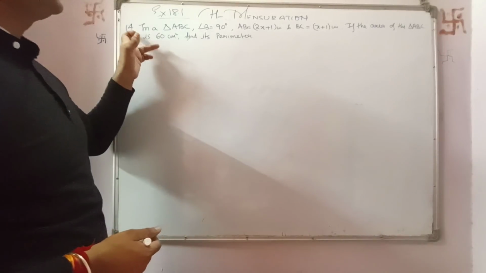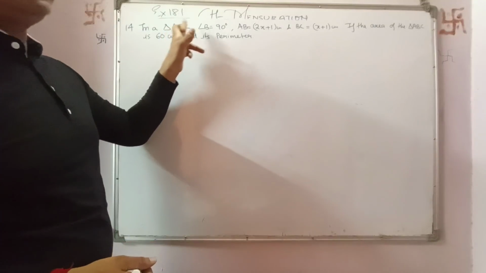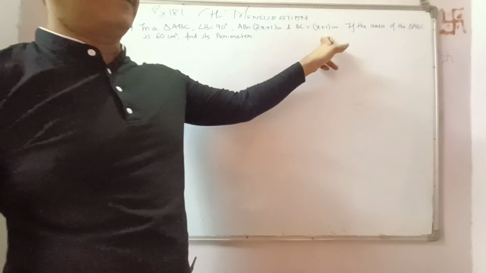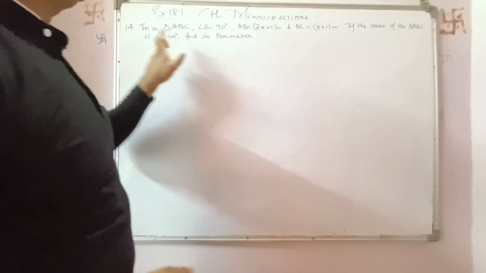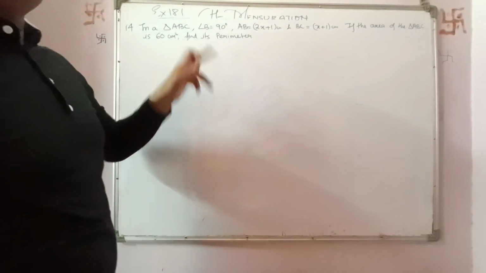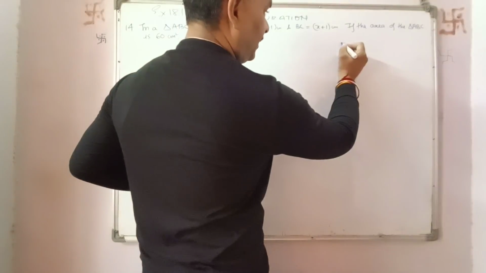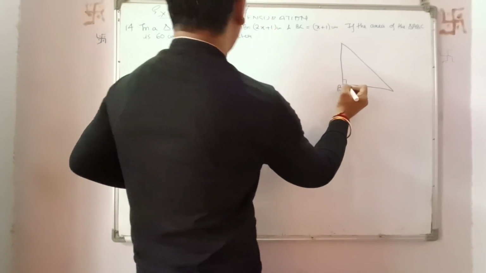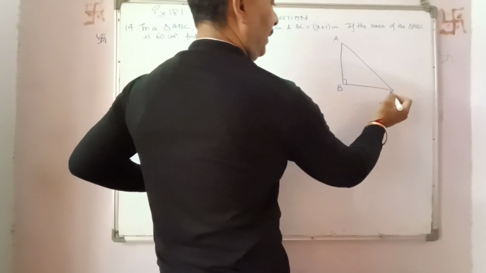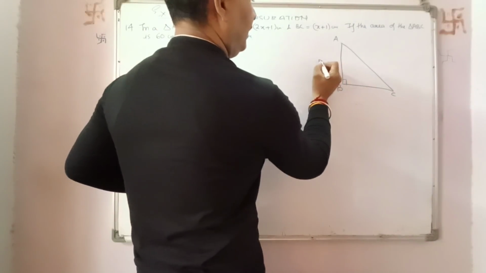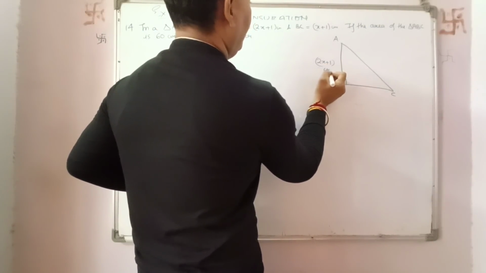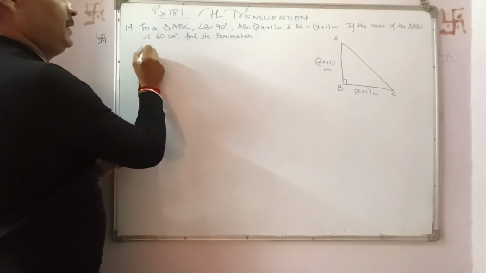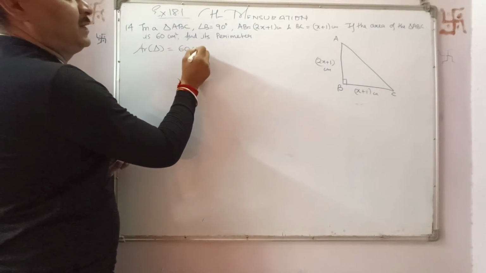Okay students, question number 14. It is given that in a triangle ABC, angle B is 90 degree, AB is equal to 2x plus 1 and BC is equal to x plus 1. If the area of the triangle ABC is 60 centimeter square, we need to find its perimeter. We will draw the triangle. It's a right angle triangle obviously. And this time B is 90 degree. AB is given 2x plus 1 centimeter and BC is given x plus 1 centimeter. And area of triangle is given 60 centimeter square.